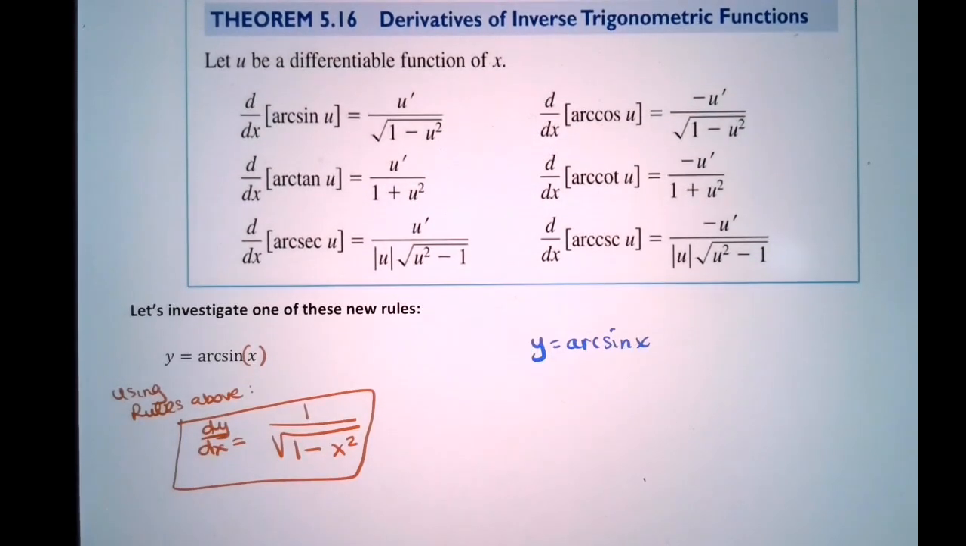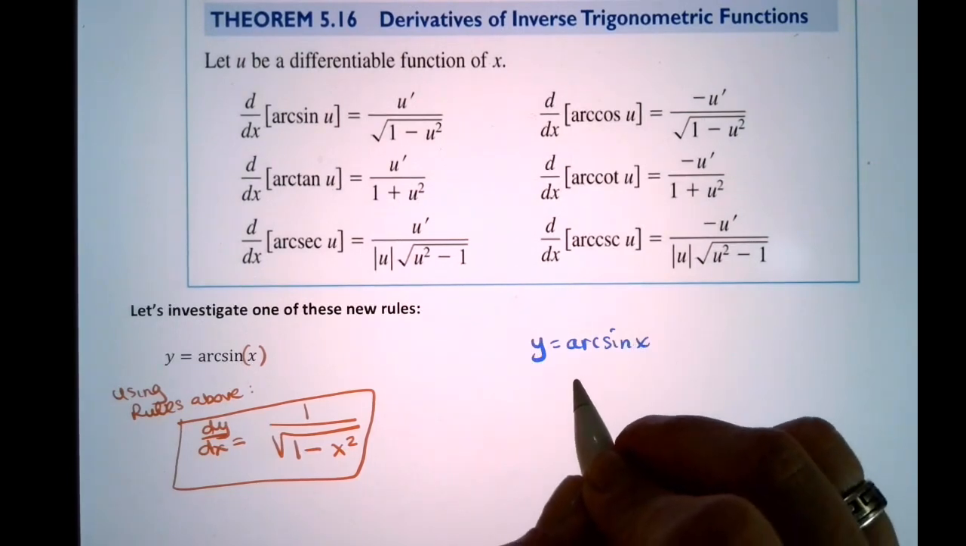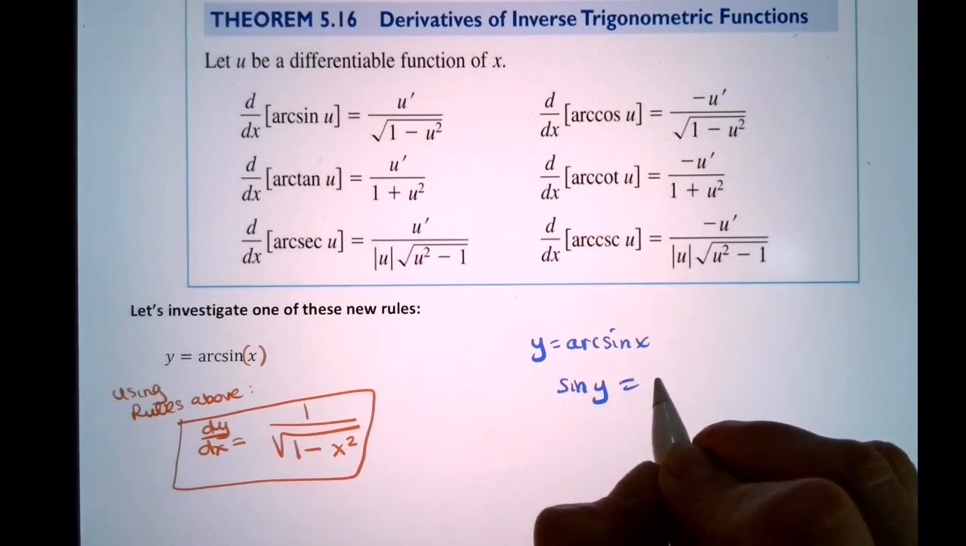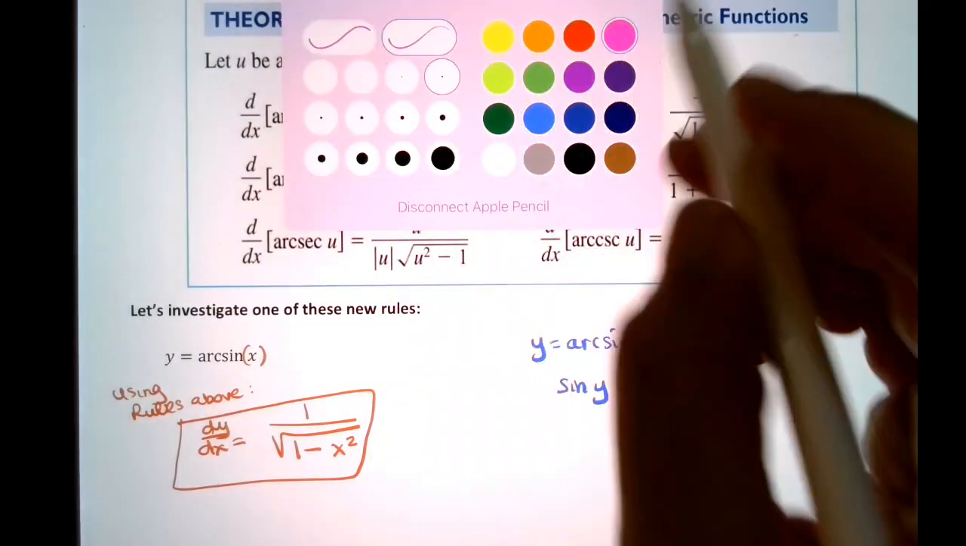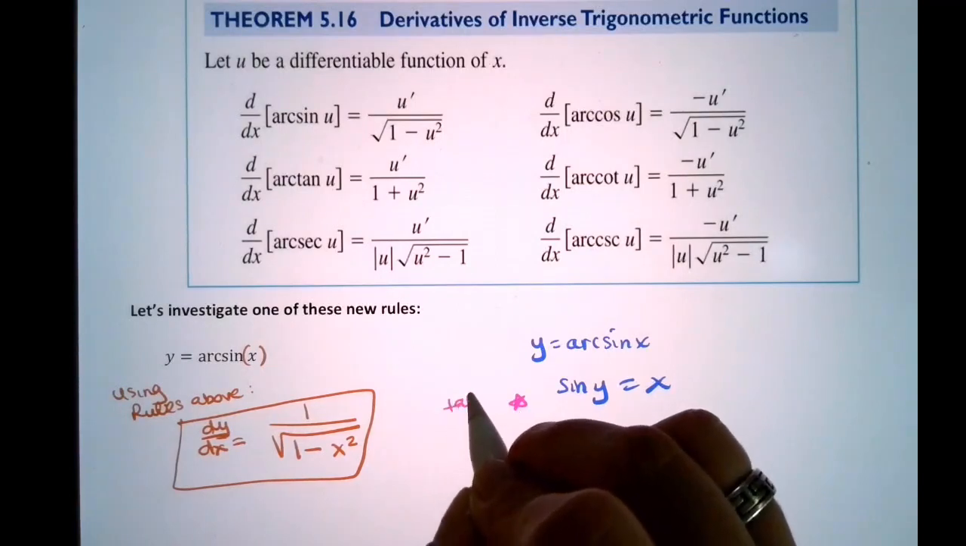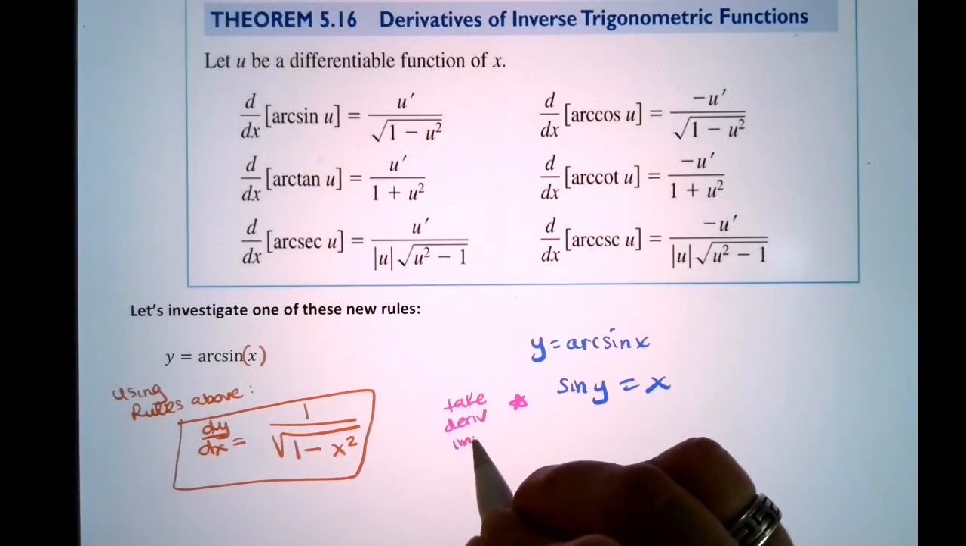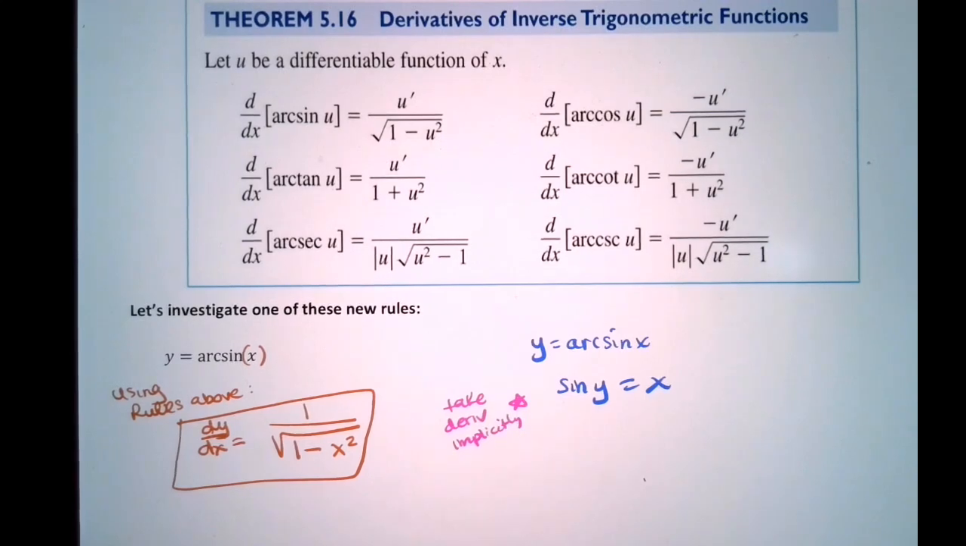So what does this mean? You know, so we've done a couple of things here. What this means, again, arcsine of a value equals an angle. I can rewrite this by saying sine of y equals x. That's another way of writing y equals arcsine of x. Again, I took an explicit function of y and made it an implicit equation. Which means I'm going to take the derivative implicitly. And that's what's going to prove this. That's why implicit differentiation was so important. Okay, so I'm going to take the derivative implicitly.